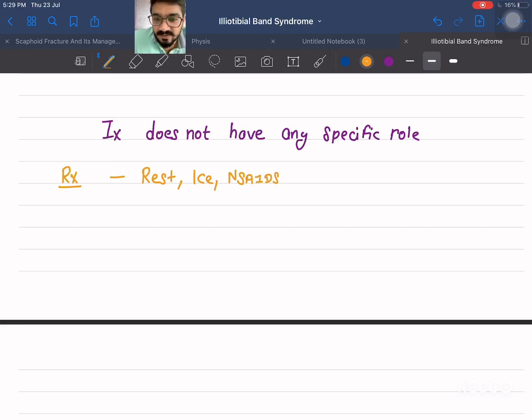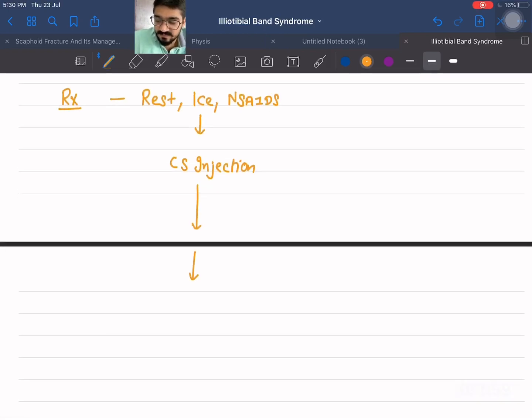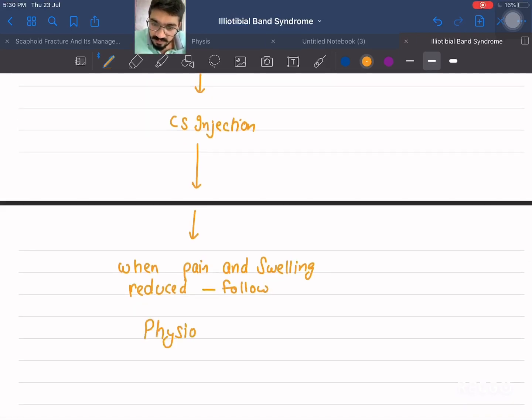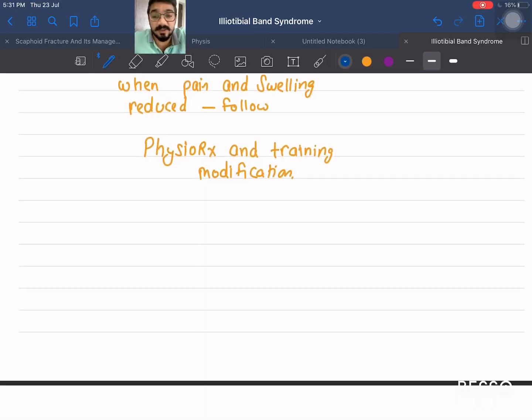The treatment for this is rest, ice pack application, NSAIDs, followed by corticosteroid injections. And in these people, when the pain and swelling have reduced, this should be followed by physical therapy and training modifications. These people should change their shoes after 300 to 500 miles of usage, and they should go for strengthening and stretching of the abductors as well.